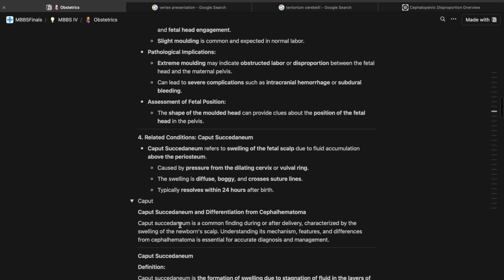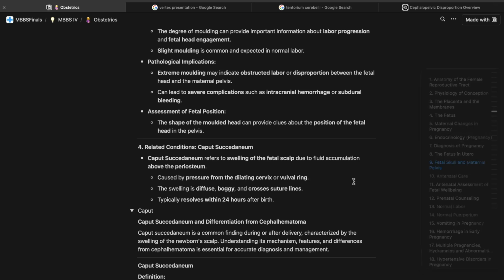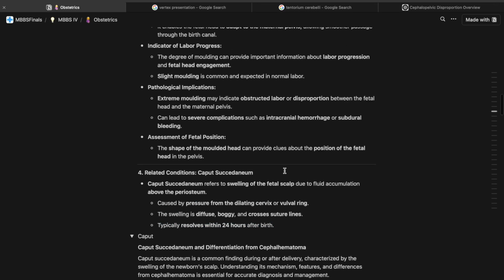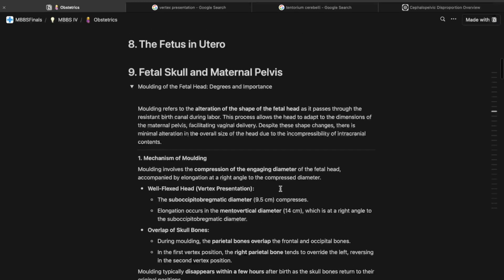The swelling is diffuse and boggy and crosses the suture lines. So it is not limited to periosteum, right? It's not under periosteum. If it was under periosteum, it wouldn't pass the suture lines, but this is over it, so it will cross. Typical results within 24 hours after birth. So by 24 hours. We have seen overall what this thing is.